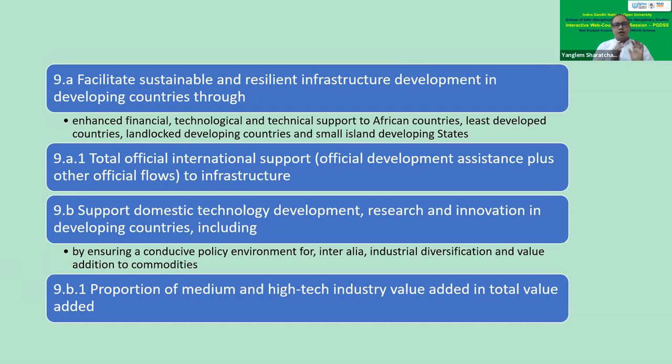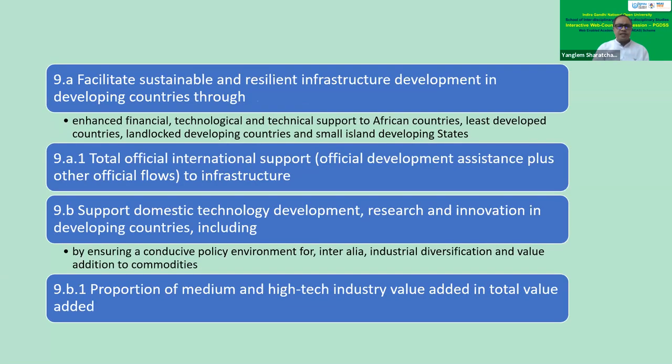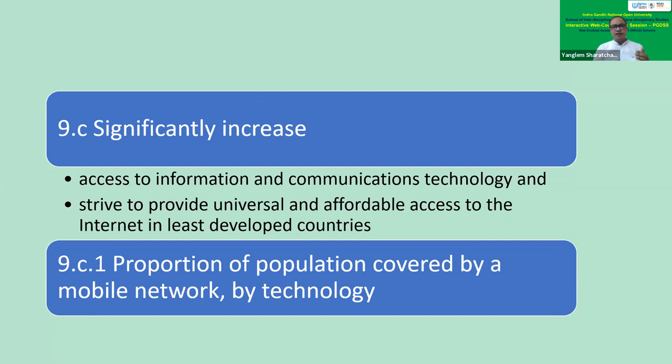Then target 6 is about facilitating sustainable and resilient infrastructure development in developing countries through enhanced financial and technological support. To look into that, the indicator is total official international support. Then the next target, 7, is to support domestic technology development, research and innovation in developing countries. To look into that, the indicator is the proportion of medium and high-tech industry value added in total value added, right? These are some of the indicators.